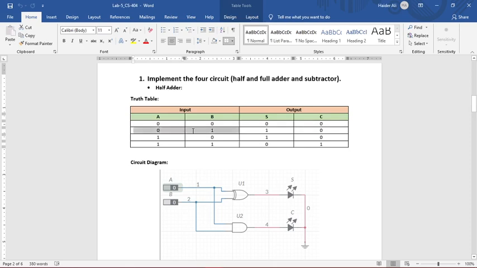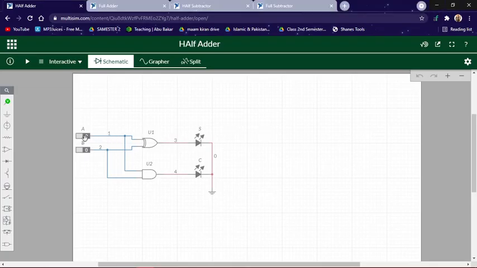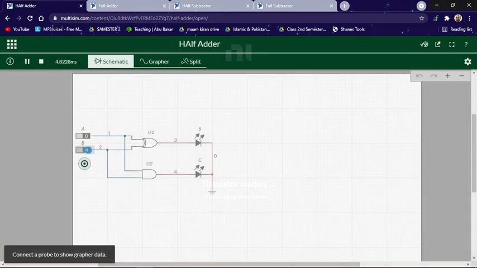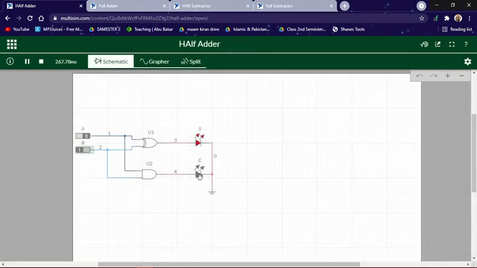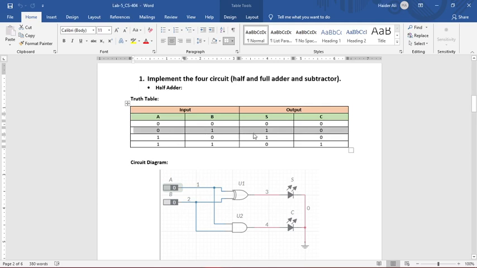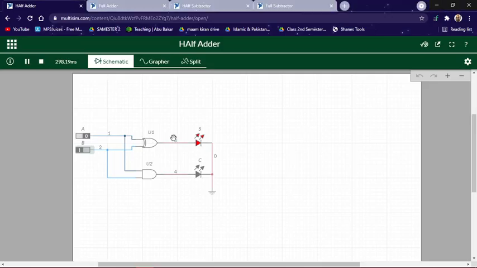When A is 0 and B is 1, then sum is 1 and carry is 0. When A is 1 and B is 0, sum is 1, carry is again 0.